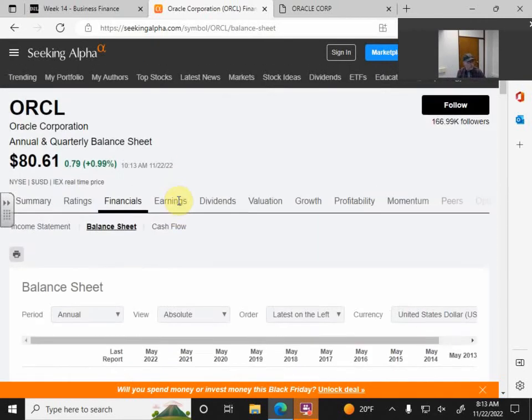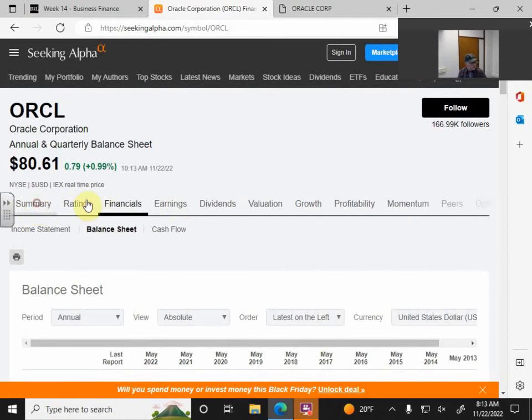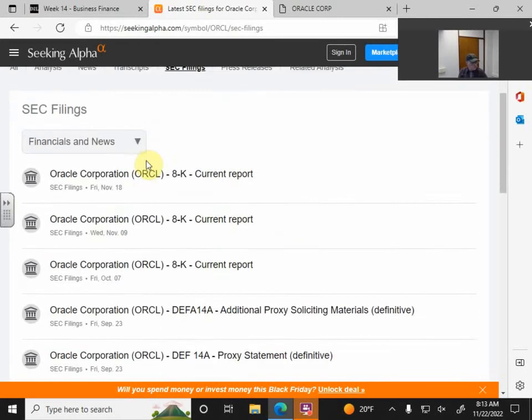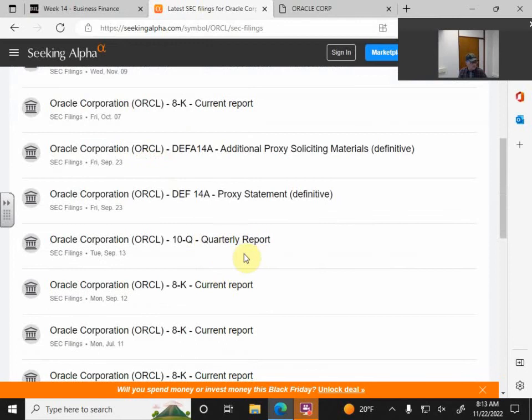So remember, if I go up here and hit the summary, I can go to the SEC filings, okay? And I'm looking for the 10K in this case. There's the 10Q. That might be interesting because I might find some of that recent information in there, okay?